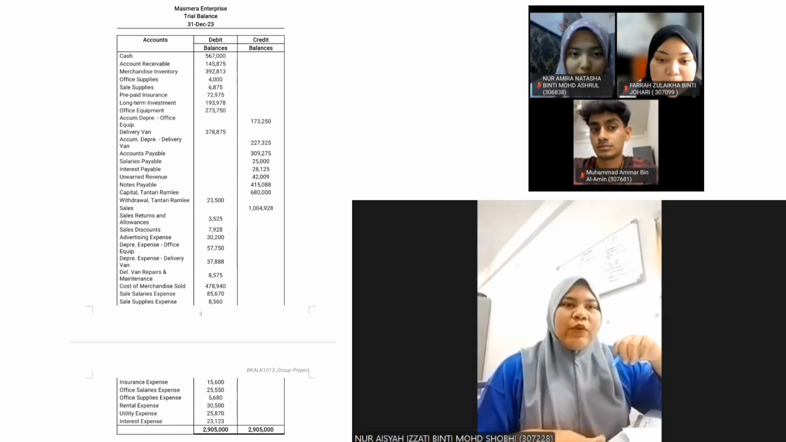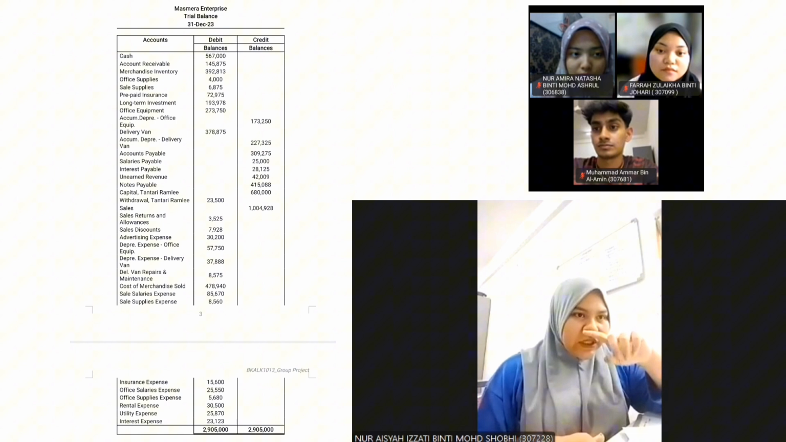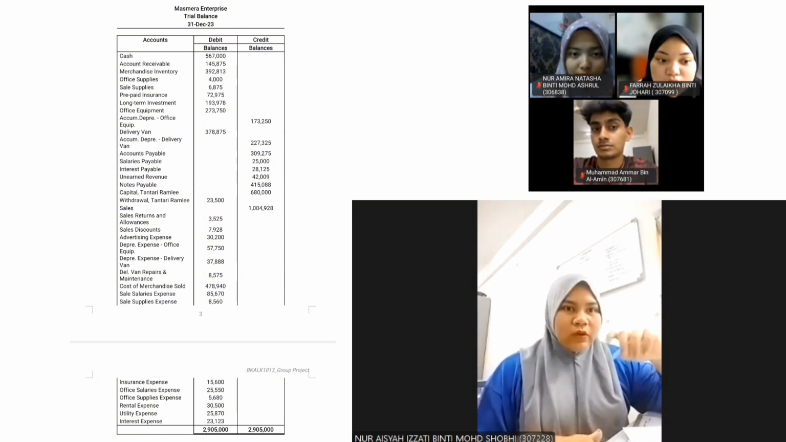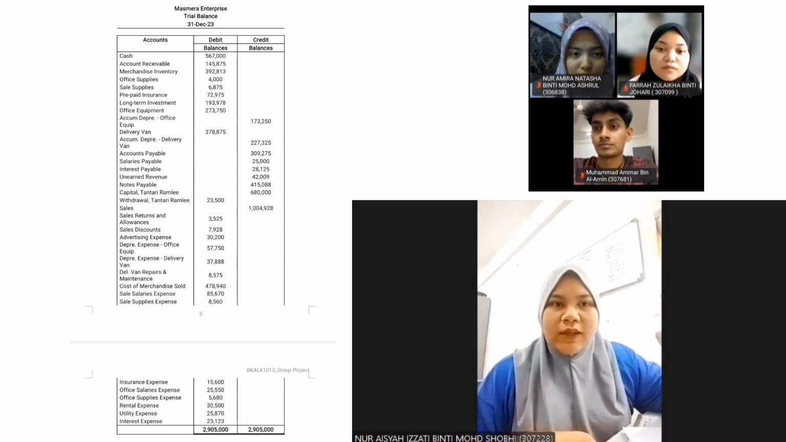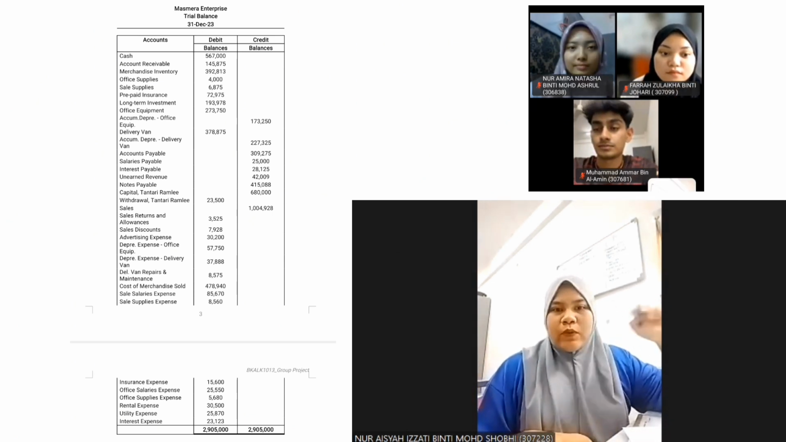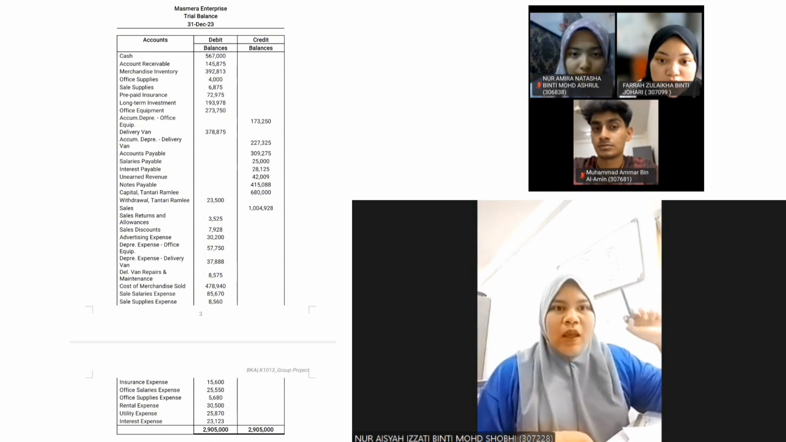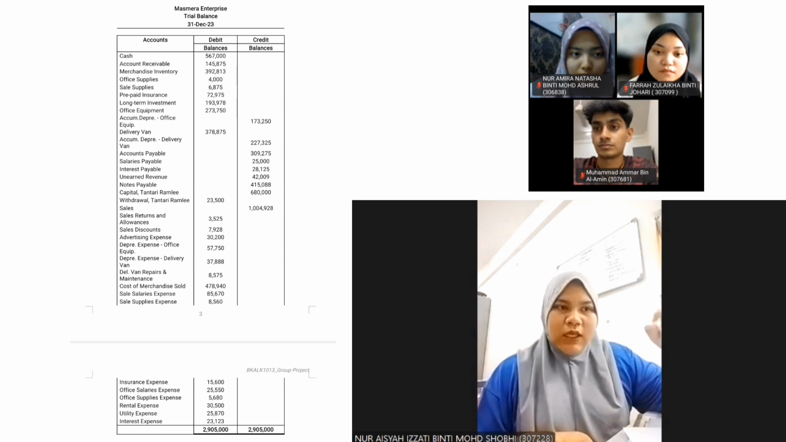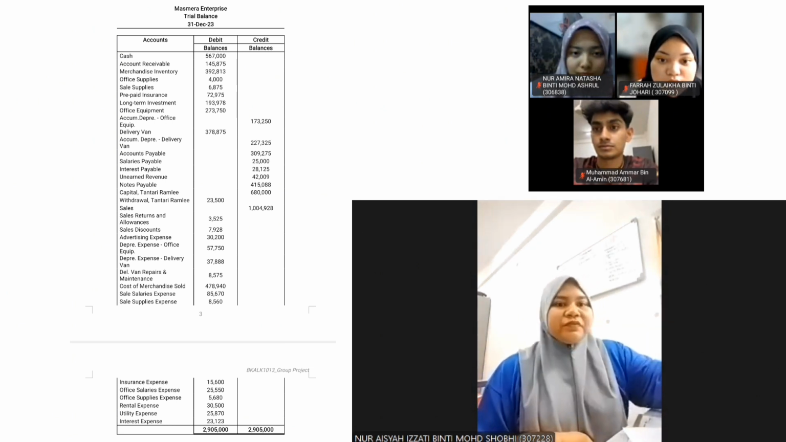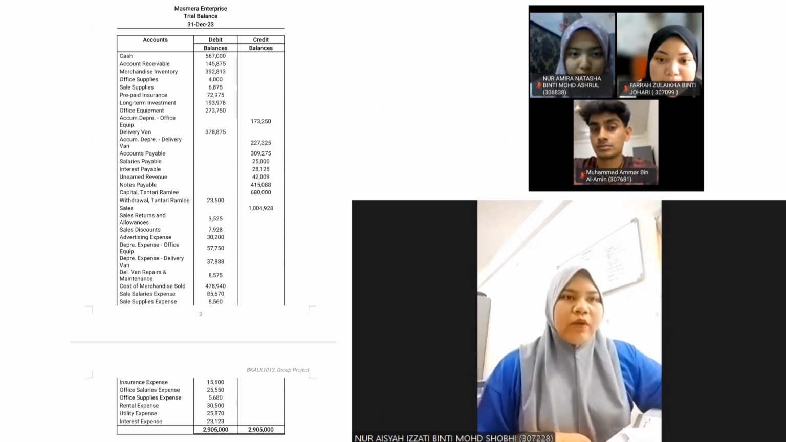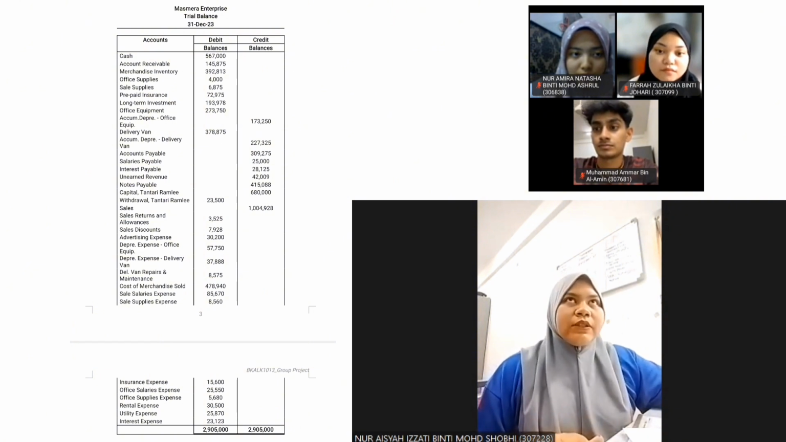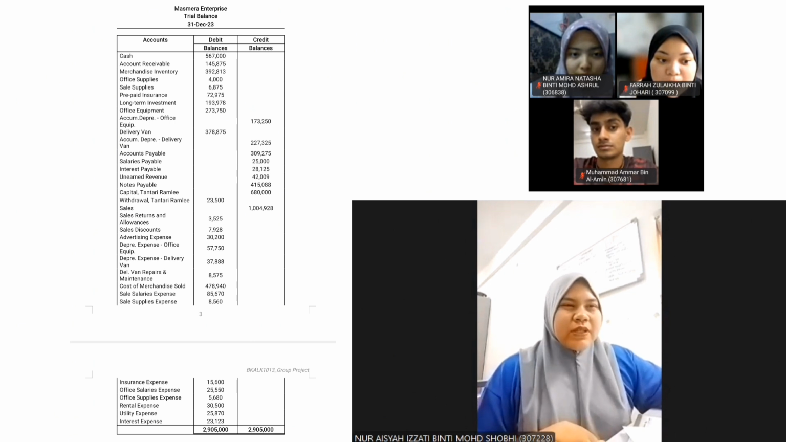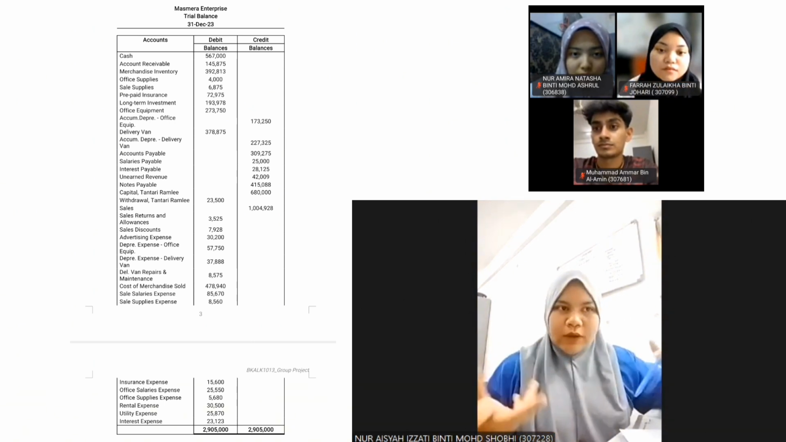After that, we will get the net sales. From the net sales total, we deduct the cost of merchandise sold, which is 478,940. After that, we will get the gross profit. From the gross profit, we will deduct all the operating expenses in Masmira Enterprise. Based on the unadjusted trial balance, there are several expenses included in Masmira Enterprise.